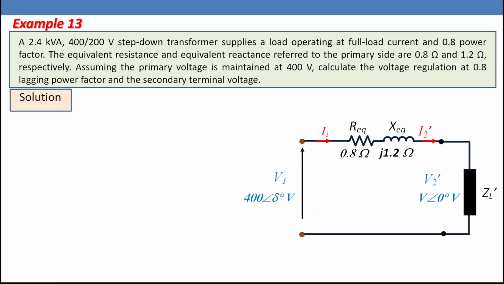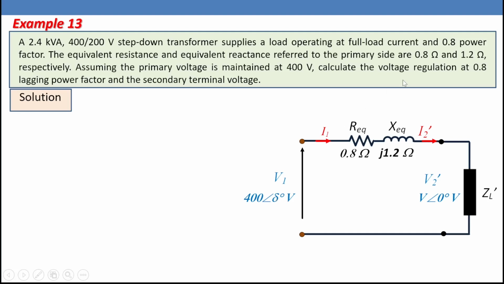Let us take another example. A 2.4 kilovolt ampere, 400/200 volt step-down transformer supplies a load operating at full load current. So the current I2 dash is at full load, and 0.8 power factor. I didn't mention lagging or leading yet. The equivalent resistance and equivalent reactance referred to the primary side are 0.8 ohm and 1.2 ohm, respectively. Assuming the primary voltage is maintained at 400 volts, the primary voltage here is 400 volt. I don't know the angle of this primary voltage, so I'm going to choose it as delta angle.